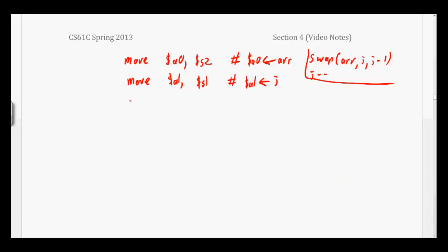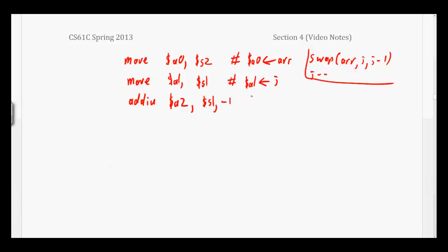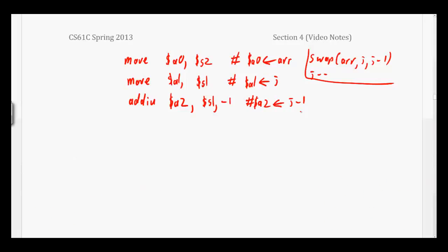Similarly, we're going to need to move into A1 the value of J, which is hanging out in S1. So A1 gets J. And then we can't use a move for this next one because we need to decrement by 1. So we're going to use an actual ADDU, no pseudo instruction here, and into A2, S1 minus 1, and thus A2 is j minus 1. All right, we are now ready to call swap, which is as easy as JAL swap. So three lines of prep and then one line to actually call the function.